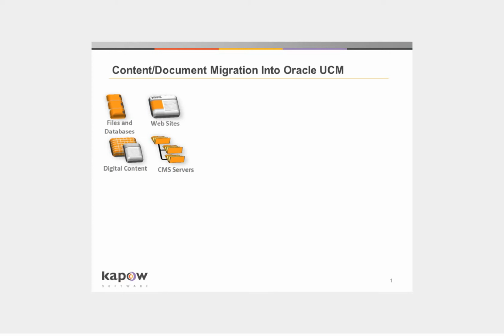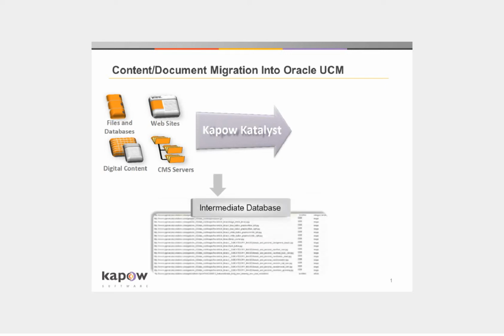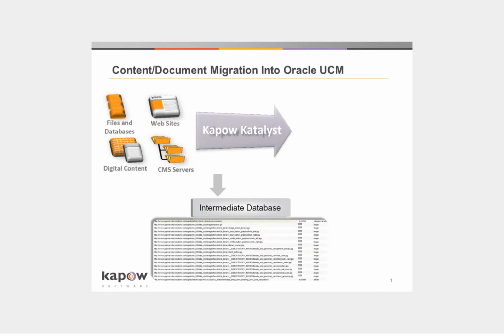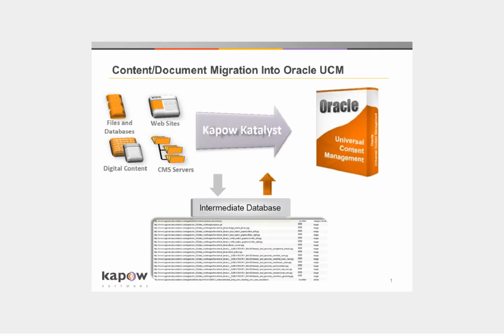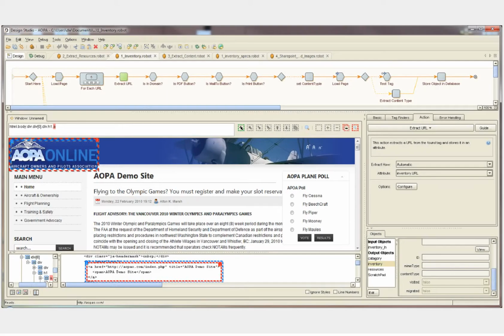In this video, I'll be demonstrating web content migration into Oracle UCM. The Kapow Katalyst extraction browser can extract documents and content, including metadata, from files, database systems, websites, digital asset management systems, and CMS servers. The documents and metadata are organized into an intermediate database. Using the extraction browser, the documents and folders, including the metadata, can be uploaded directly into Oracle UCM using the website user interface. This is the Kapow Katalyst design environment.